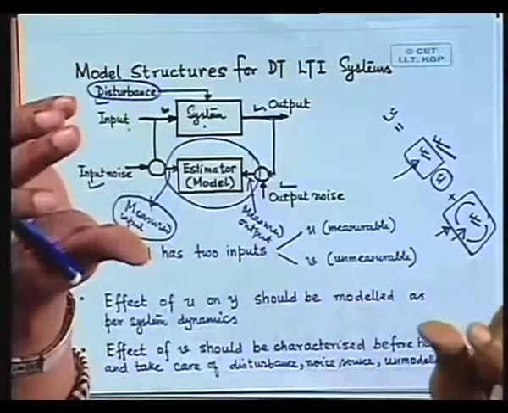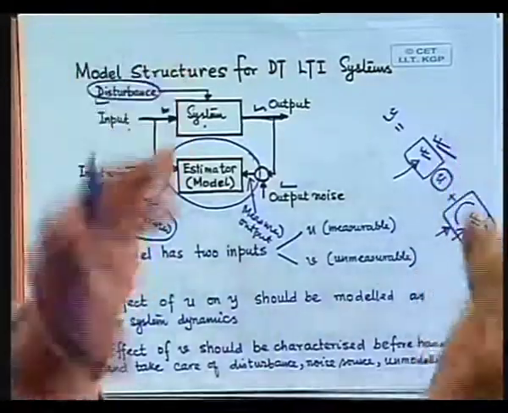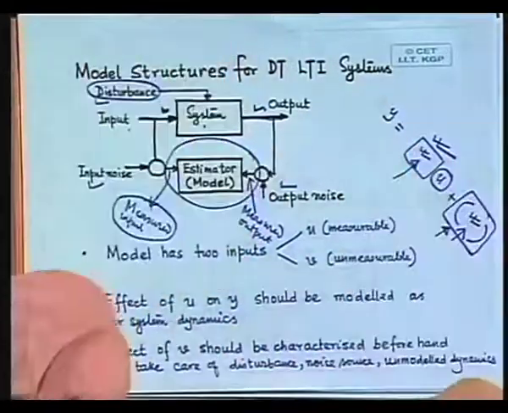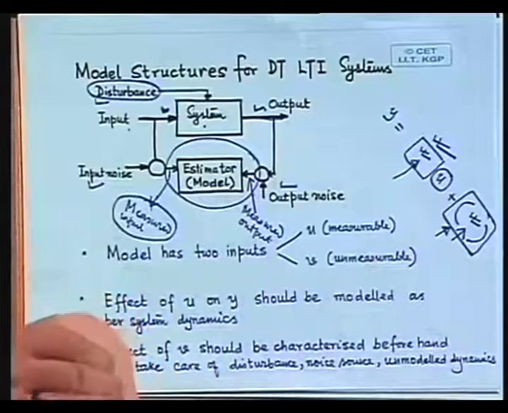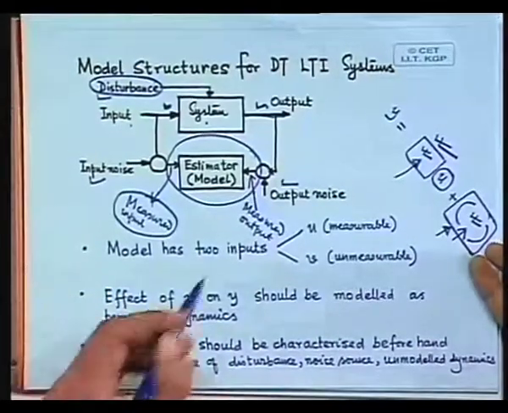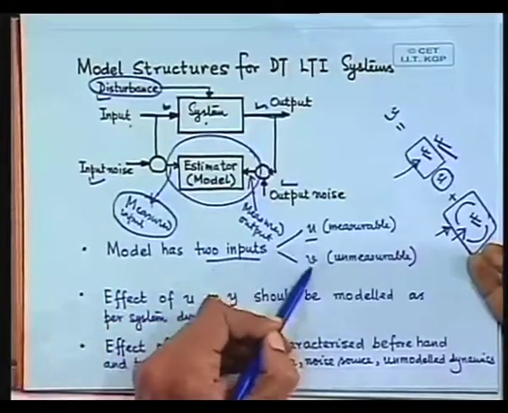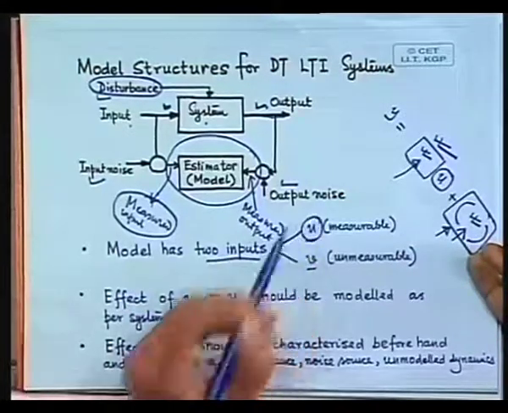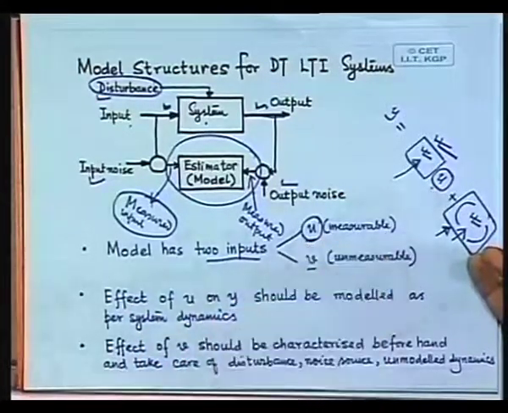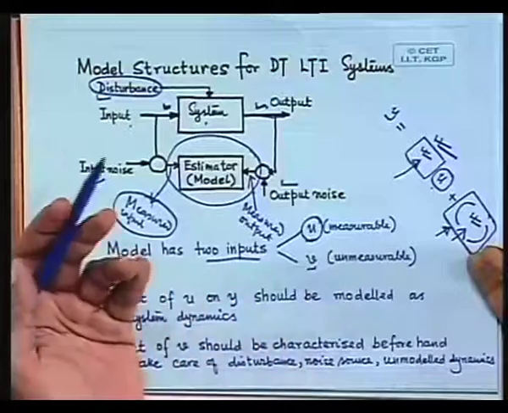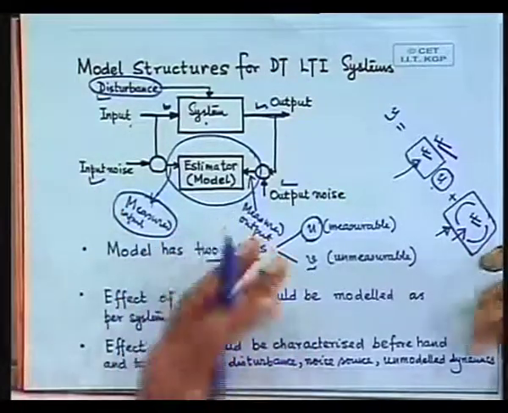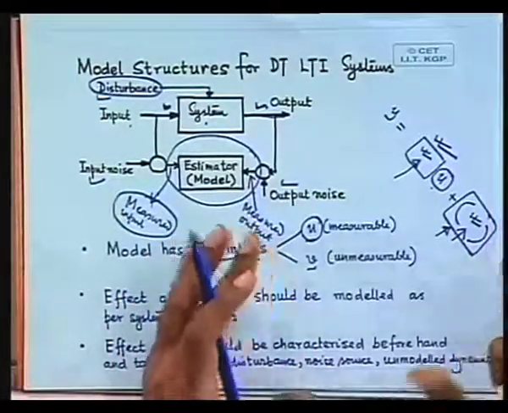Then you have to decide on the model structure. Then after you have decided the model structure, you have to do parameter estimation in that structure. So typically a model has two inputs, u and v. This one you explicitly use in your estimation equation. This one you don't know, so you have to do something based on the characteristics of this that you can find out, maybe by doing offline experiments.